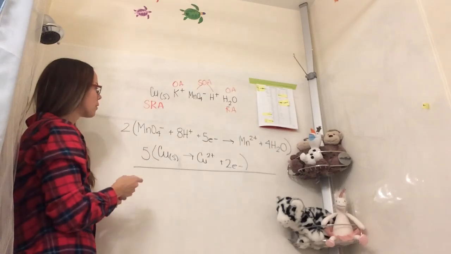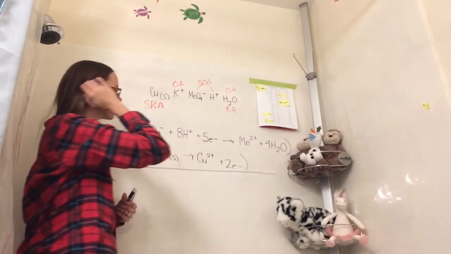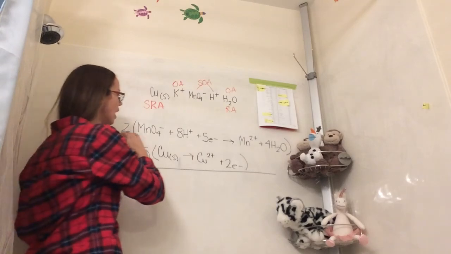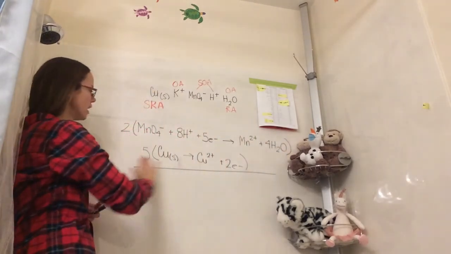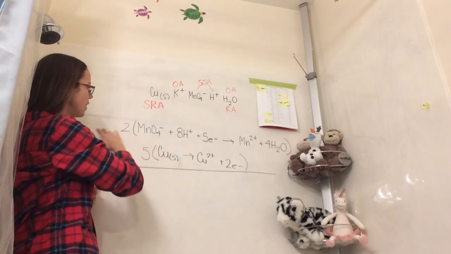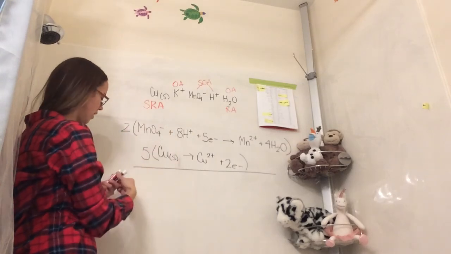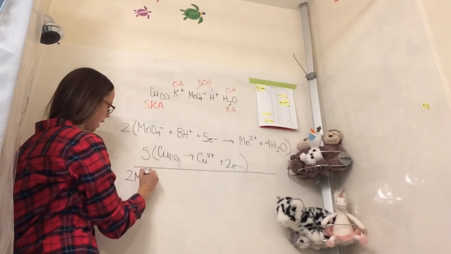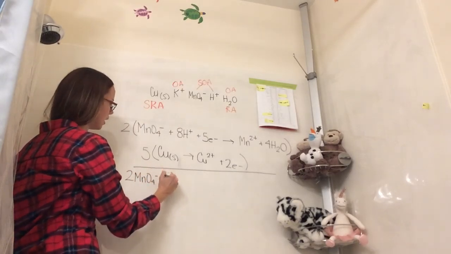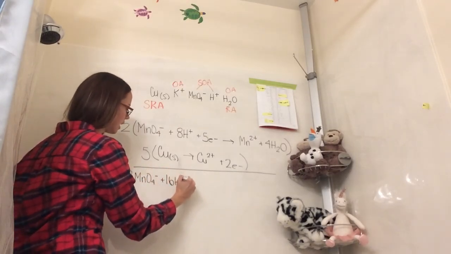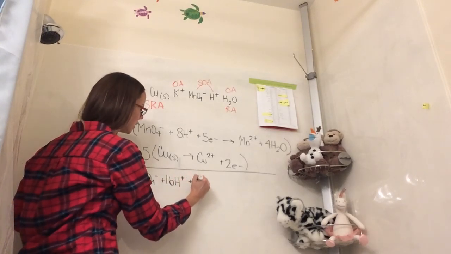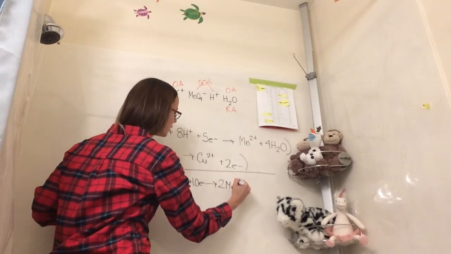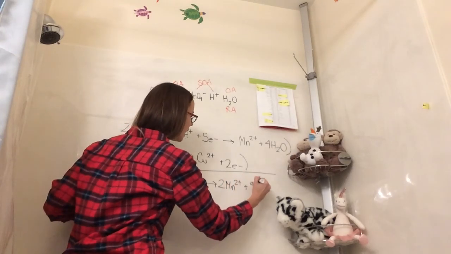Now I talked to you guys about this already. You can see that these equations are getting a lot longer. So it is a good idea, before you add them together, to do the multiplication for each of them and then do the addition. So I'm going to say that I've got 2 MnO4 negative plus 16 H positive plus 10 electrons produces 2 Mn2 positive and 8 H2O.